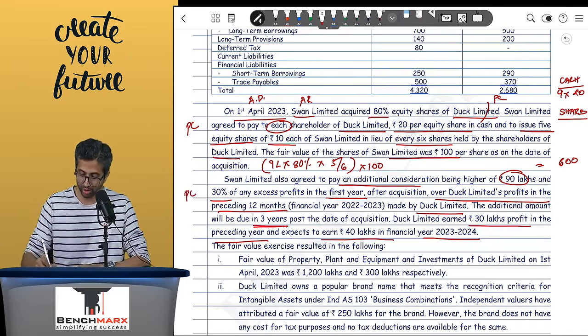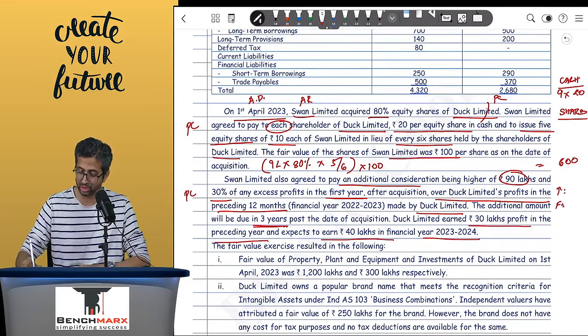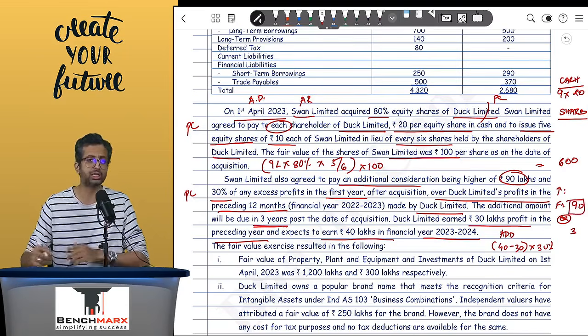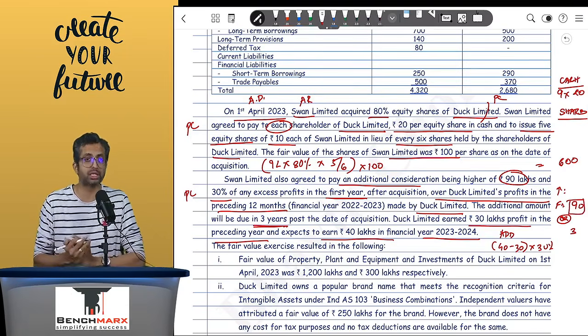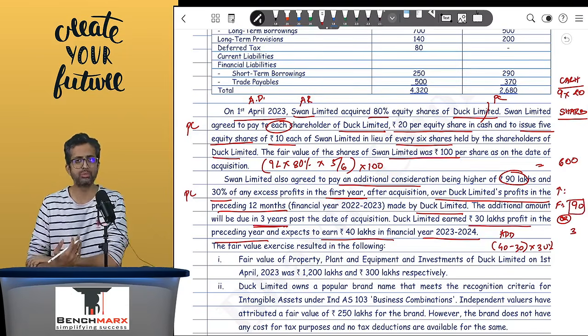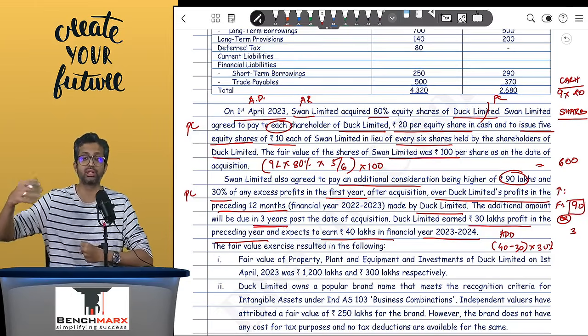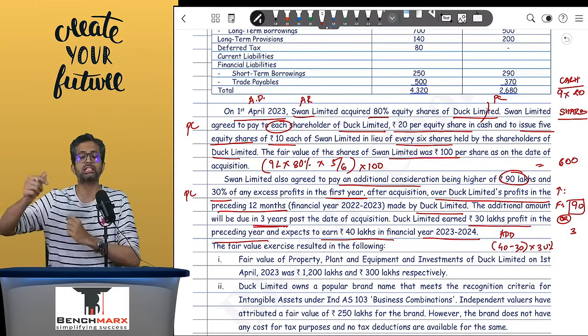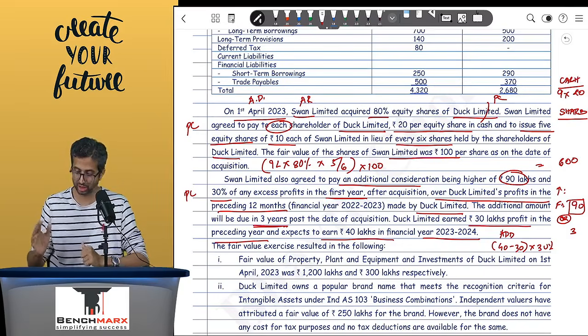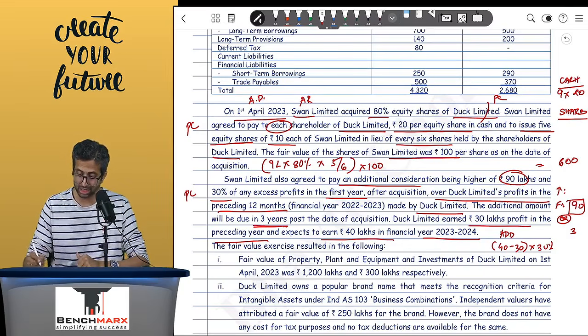So if we look at the workings over here, what is the payment? Well, the payment made is the higher of a fixed amount, which is I think 90 lakhs, or an additional amount which is calculated as 40 minus 30 into 30%. So probably this is 10 into 30%, which is 3. So the higher of the two is 90. Do I have to necessarily pay 90? Yes, 90 has to be paid, and hence this can be taken as deferred consideration. If this was anything above 90, then the additional part can be used as a base for contingent consideration. So over here, 90 is to be paid after 3 years.